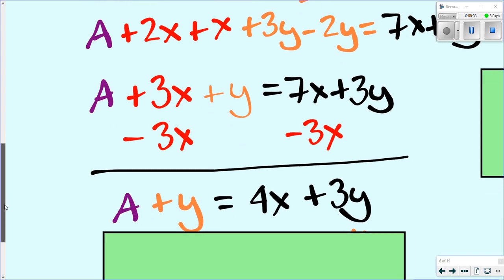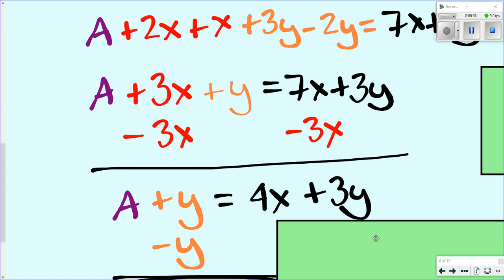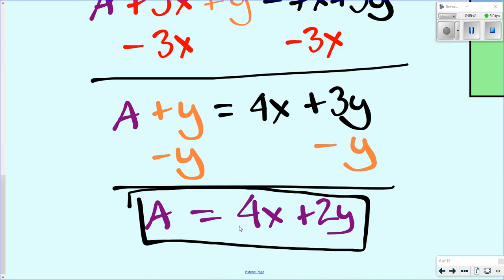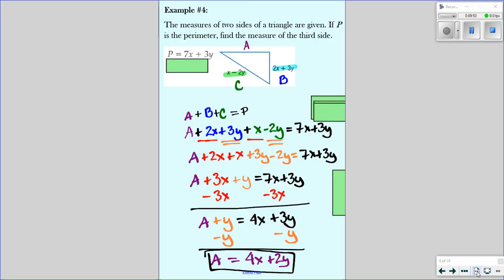And on the left side, I'm left with a and y. Y, I'm going to move it by subtracting. And then that will leave me with a equals 4x plus 2y. And that's it. You can't combine them because they both have different variables. So that's the answer for the third side in that triangle. So a equals 4x plus 2y. Again, you're just applying everything you know about perimeter, about adding polynomials, combining like terms, moving it to the other side to solve for a variable. So everything that you learned before, you're just applying it to this type of word problem.